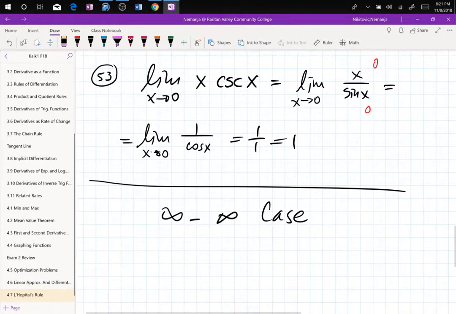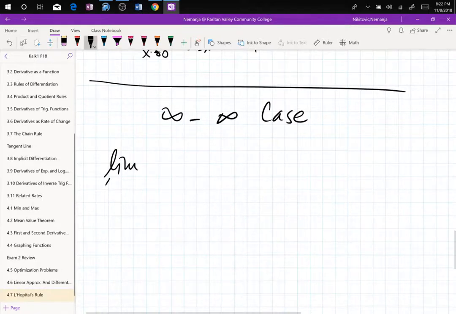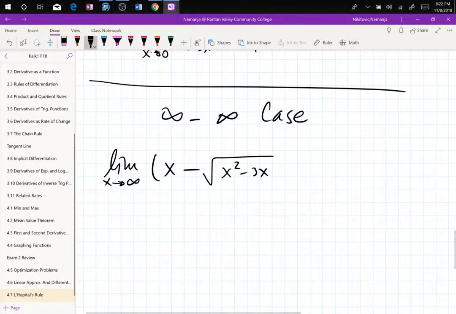Remember how I said warm up? So that's this now. All right, new page in the notebook, so you can fit the problem and actually see it in full. Limit x goes to infinity of x minus square root of x squared minus 3x.